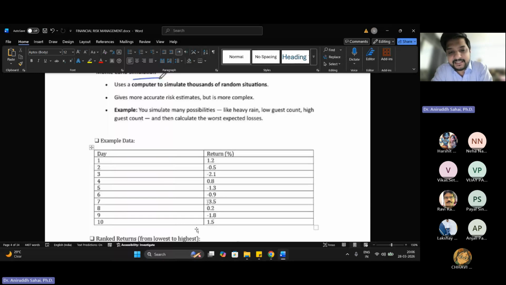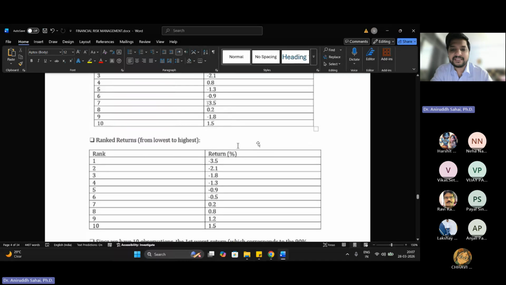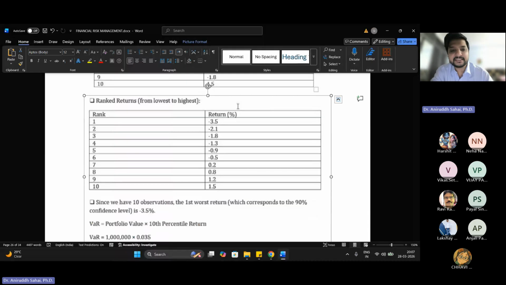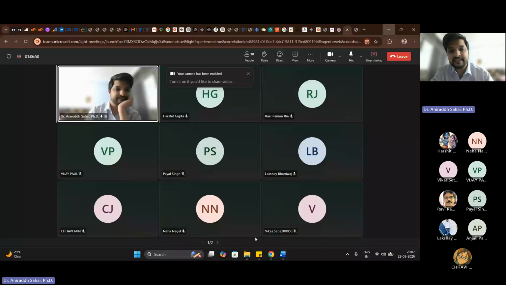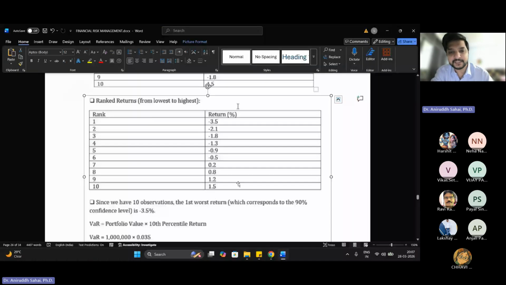अगर 10 दिन का डेटा है तो इसको हम अरेंज कर देंगे लो टू हाई के बेस पे, कि कब लोएस्ट रिटर्न रहा है, नेगेटिव मतलब, और हाईएस्ट रिटर्न कब रहा है. And you are asked with 90% confidence you have to say, तो 90% मतलब कि the first one out of 10 usually. That means with 90% confidence you can say that the first observation is 3.5%, the worst observation. In 9 out of 10 scenarios the loss will not exceed 3.5%.